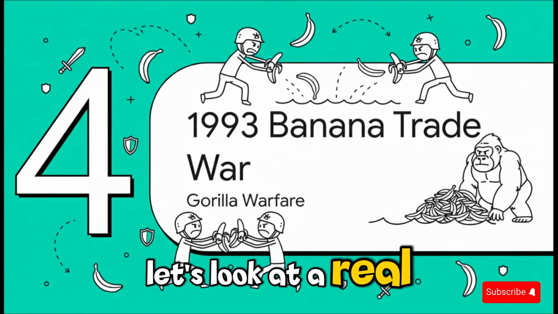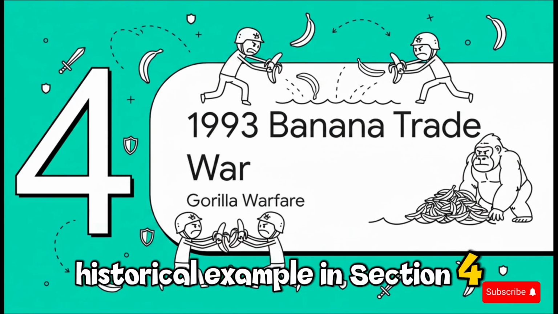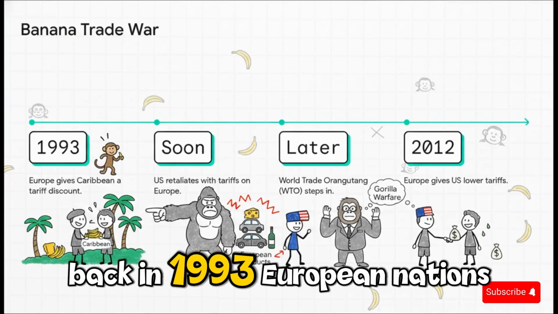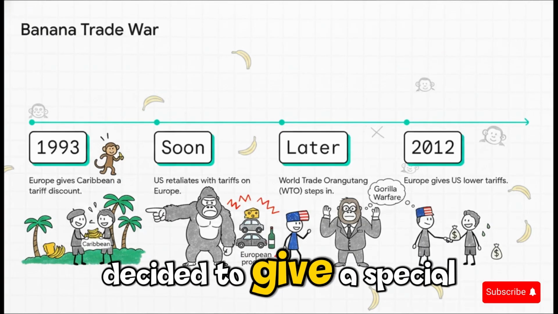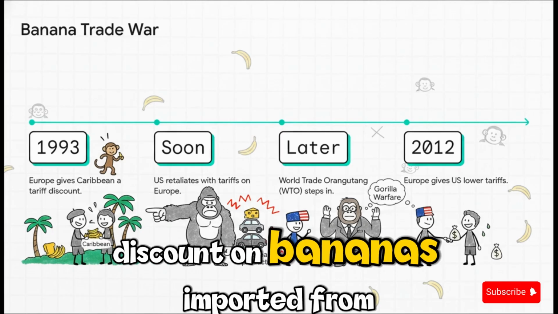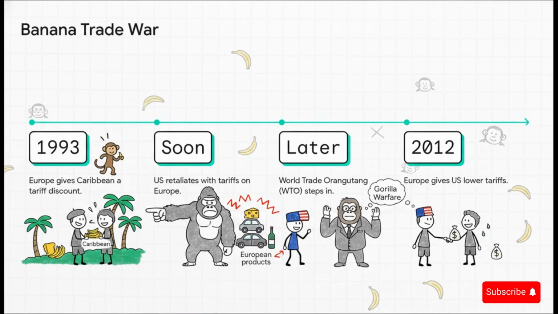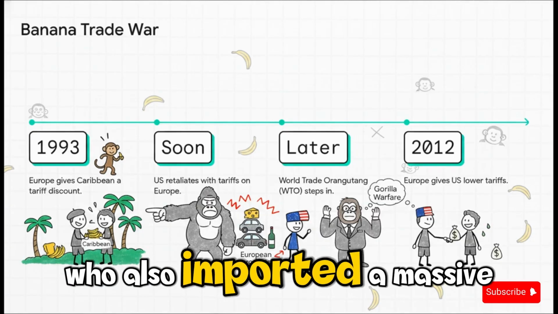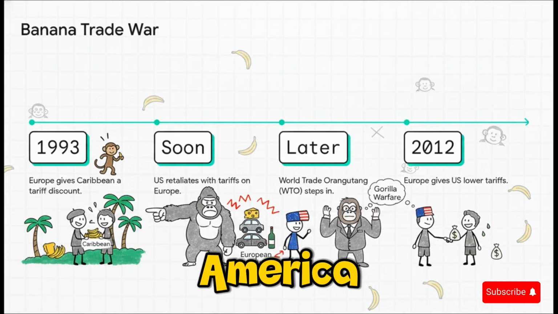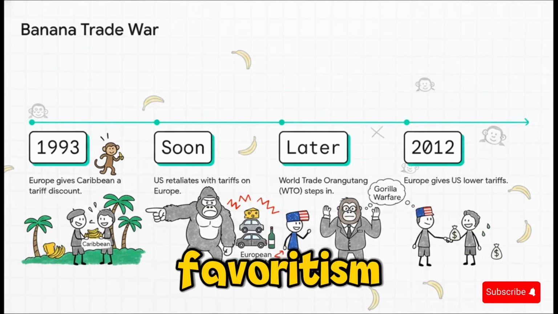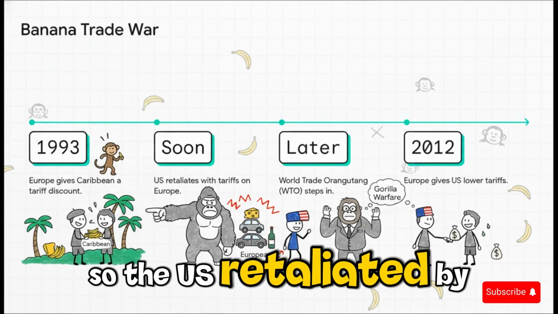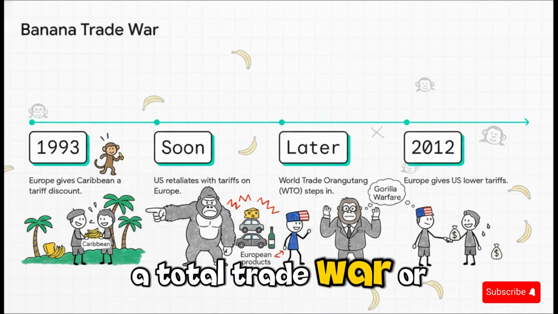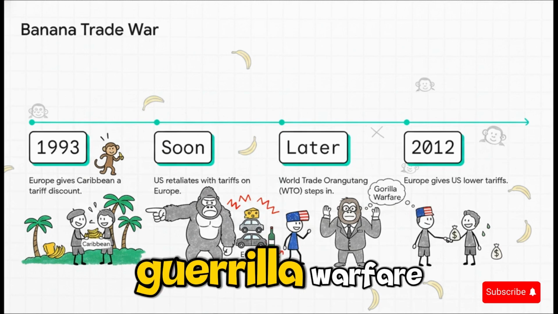Okay, let's look at a real historical example in Section 4, the 1993 Banana Trade War. Back in 1993, European nations decided to give a special tariff discount on bananas imported from their friends in the Caribbean, basically trying to support the Caribbean economy. But the US, who also imported a massive amount of bananas from Latin America, felt this was totally unfair favoritism. So the US retaliated by slapping massive tariffs on European products, a total trade war, or actually, let's call it what it was. Guerrilla warfare.